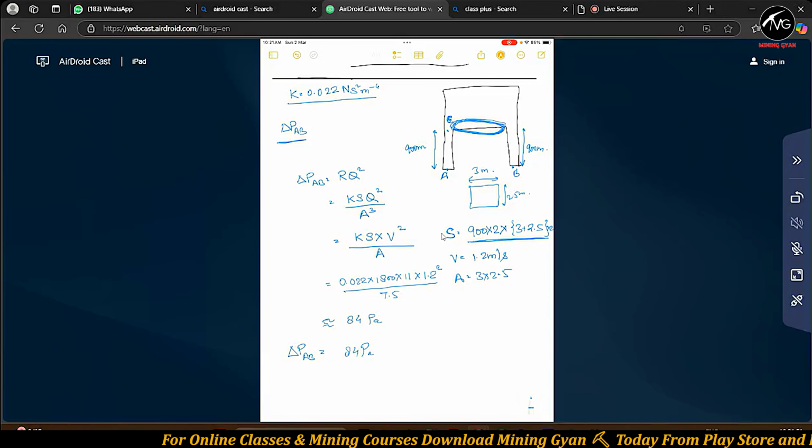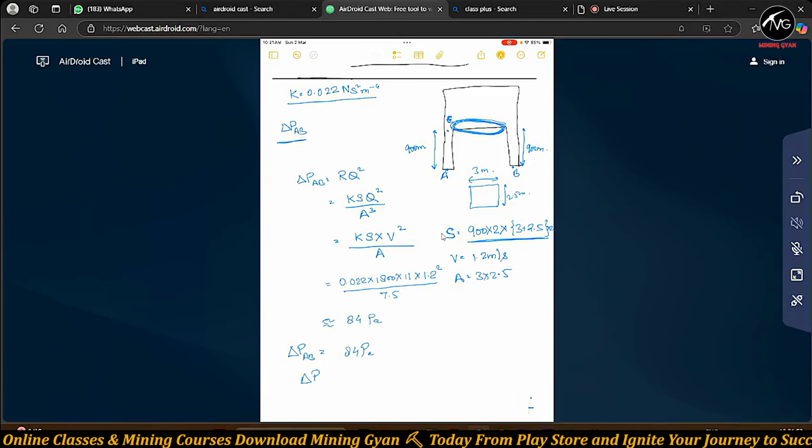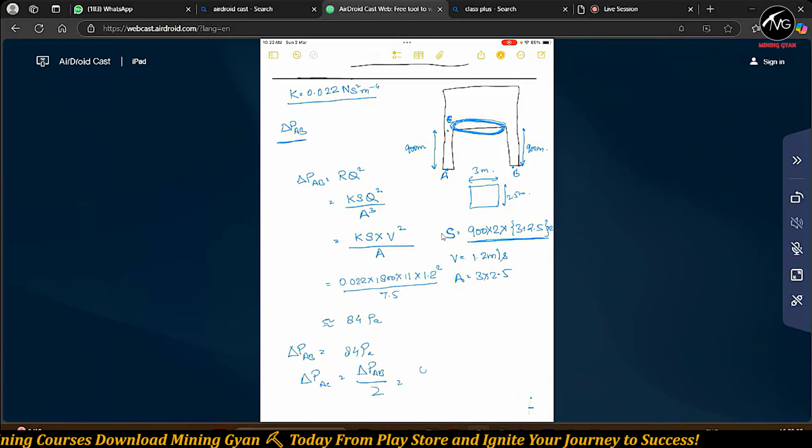So now the delta P around the gate road, at the end of the gate road, that is between the points A and C, is around delta P of AB by 2. That is 84 by 2, that is around 42 Pascal. So this is how this question will be solved.